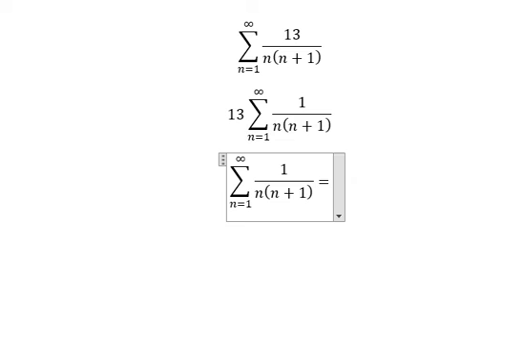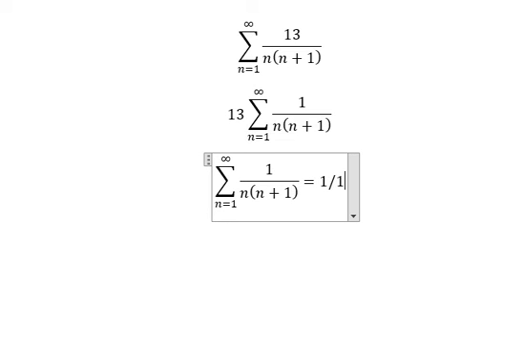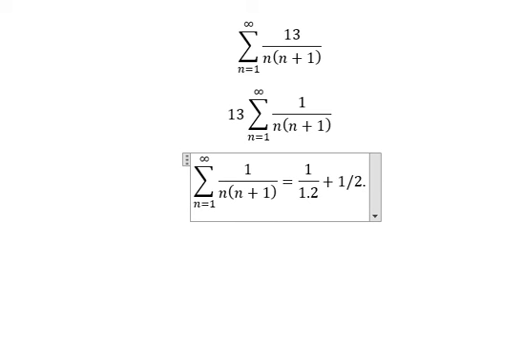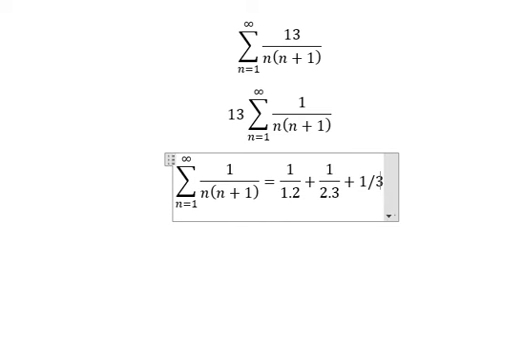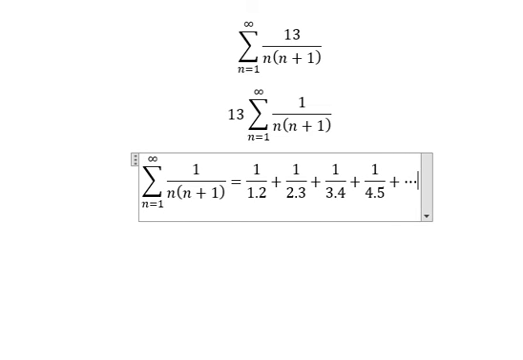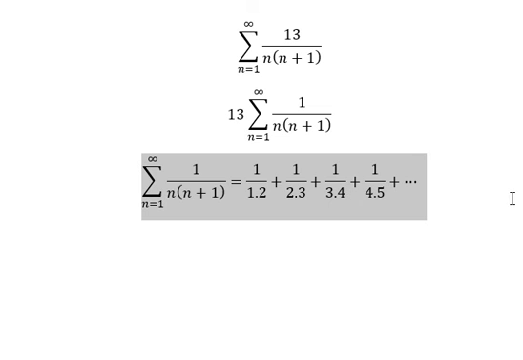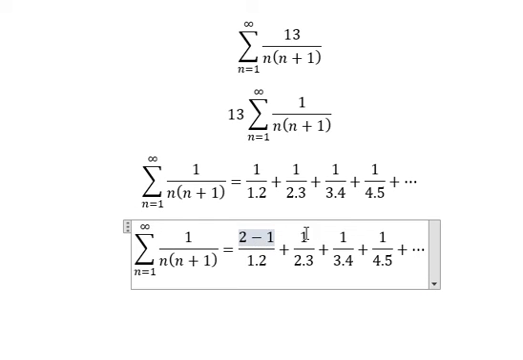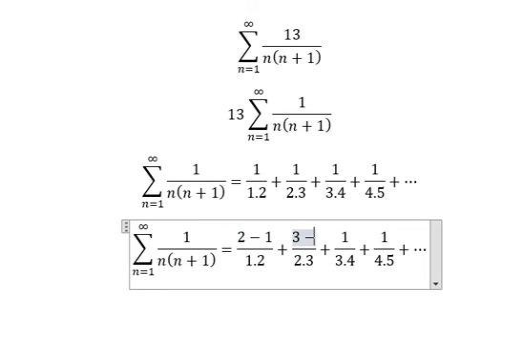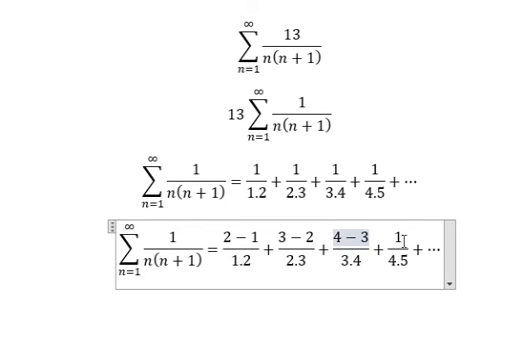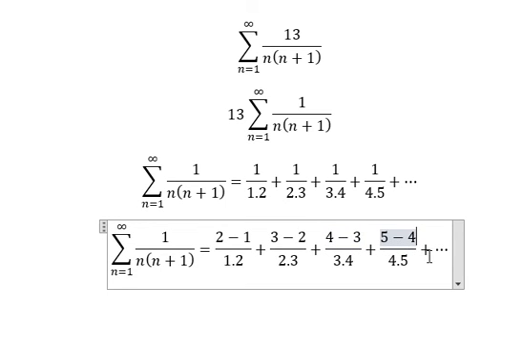So this one, that means when n equals 1, we have 1 over 1 multiplied by 2, 1 over 2 multiplied by 3, 1 over 3 multiplied by 4, and so on in here. This number 1, we have 2 minus 1. This one is about 3 minus 2. This one is about 4 minus 3. This one is about 5 minus 4.